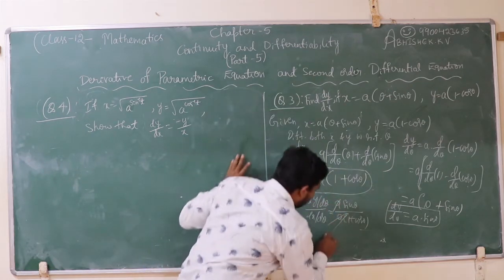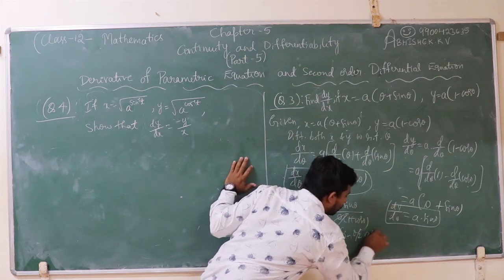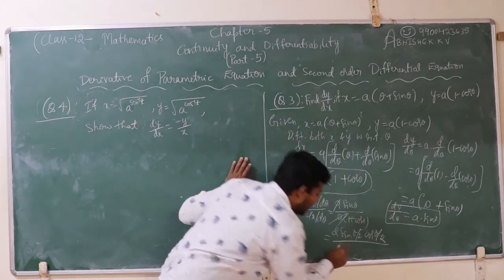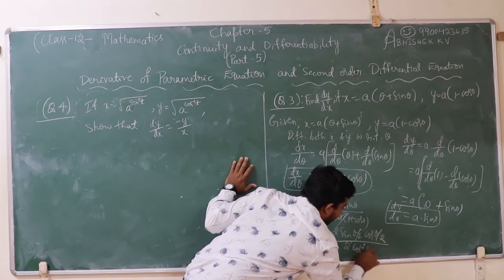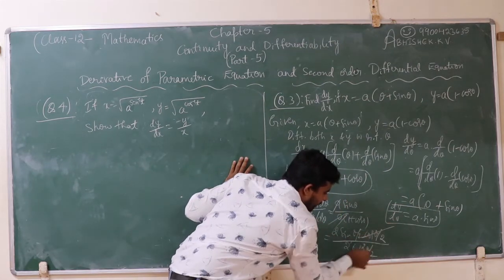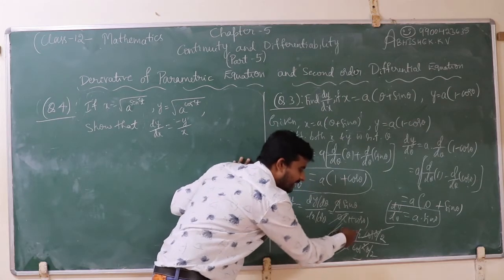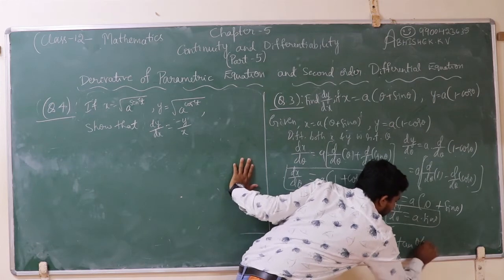Okay? See, sin theta can be written as 2 sin theta by 2 into cos theta by 2 by the half angle formula. 1 plus cos theta can be written as 2 cos square theta by 2. See, cos theta by 2 gets cancelled, 2 gets cancelled. We are remaining with sin theta by 2 by cos theta by 2. This is equal to tan theta by 2.